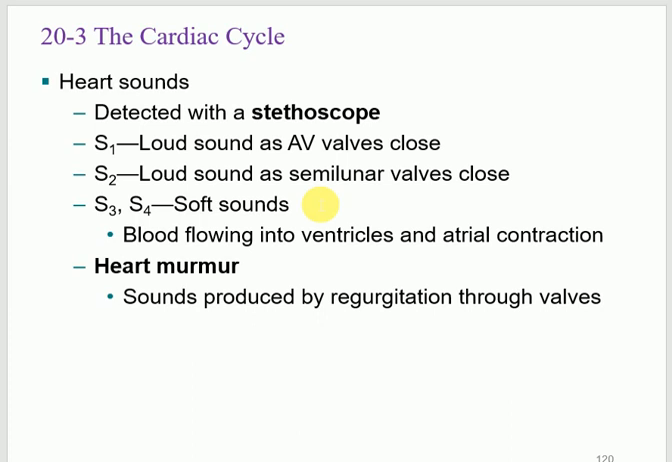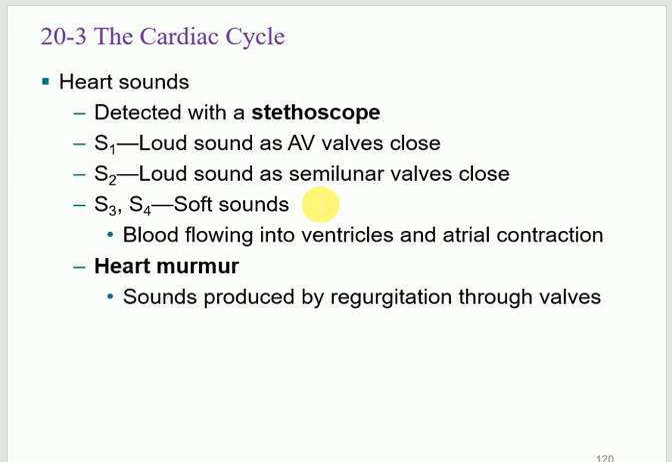You need to know what each one represents. The first one is the closure of the two AV valves. What are the two AV valves? Tricuspid and bicuspid. Both of them at the same time? Yes, it makes that sound. Lub and then dub. This is the first thing that we did: put the stethoscope on your heart, listen to it, and familiarize yourself. So we should hear lub dub, lub dub, lub dub. If you hear something different, there is an abnormality.